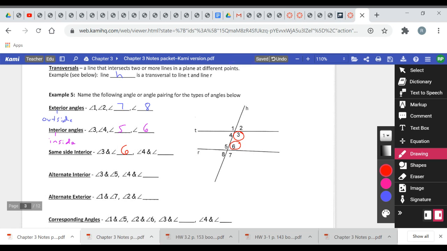Okay, and then if you look over here, the other pair of same side interior angles would be angle 4 and angle 5. Again, same side of the transversal and interior angles, meaning on the inside of the two lines. Okay, next up for alternate interior angles, I'm going to erase what we have.